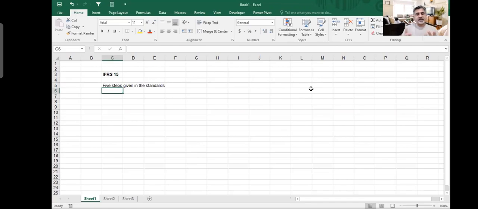So 4 steps are done. Number 1, identify the contract. Number 2, identify the contract total value. Number 3, identify the performance obligations within the contract. Number 4, assign the value to each performance obligation. And number 5, the last one, is to recognize the revenue as each performance obligation is met.